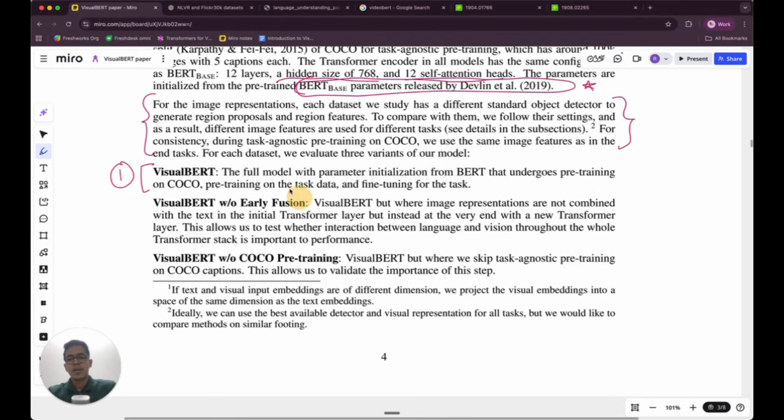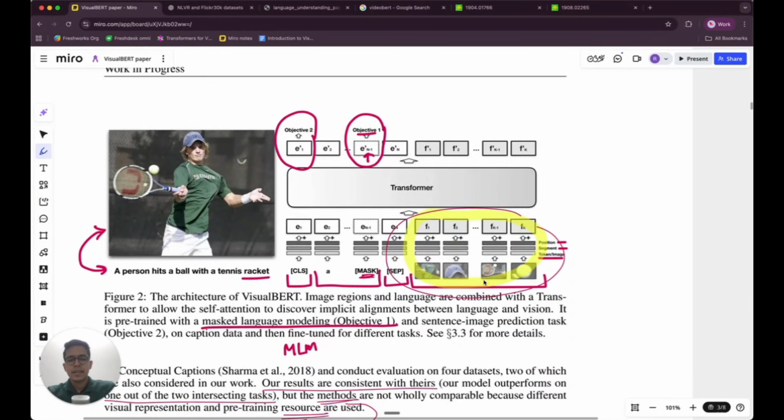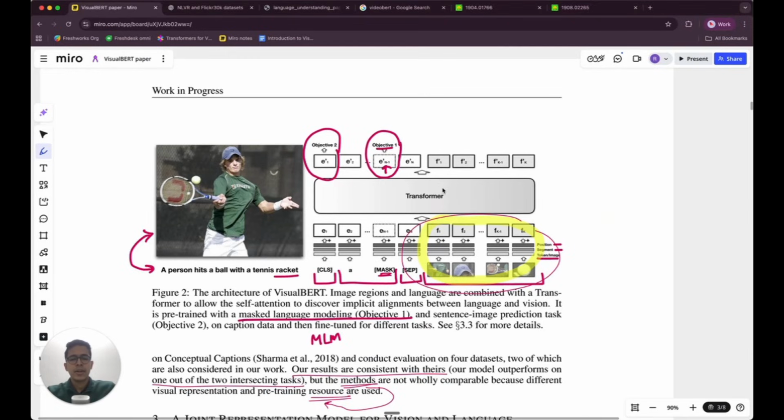VisualBERT without early fusion: VisualBERT where image representations are not combined with the text in the initial transformer layer, but instead at the very end with a new transformer layer. This allows us to test whether the interaction between language and vision throughout the whole transformer stack is important to performance. So basically, let's say there are n transformer layers. According to figure 2, what we saw was the text features and the tokens as well as the image regions are both fed as tokens into this particular transformer.